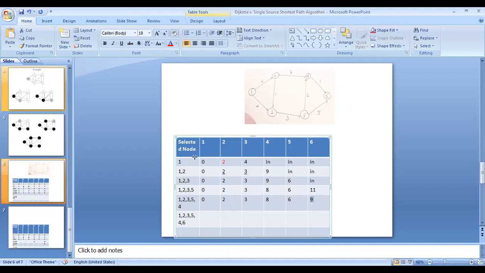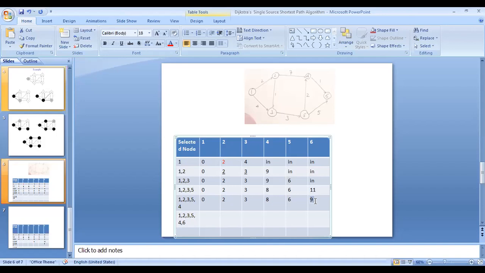If we consider this column, from source vertex 1 to vertex 1, minimum distance is 0. From source vertex 1 to vertex 2, minimum distance is 2. From source vertex 1 to vertex 3, minimum distance is 3. From source vertex 1 to vertex 4, minimum distance is 8. From source vertex 1 to vertex 5, minimum distance is 6. And from source vertex 1 to the last vertex 6, its minimum distance is 9.